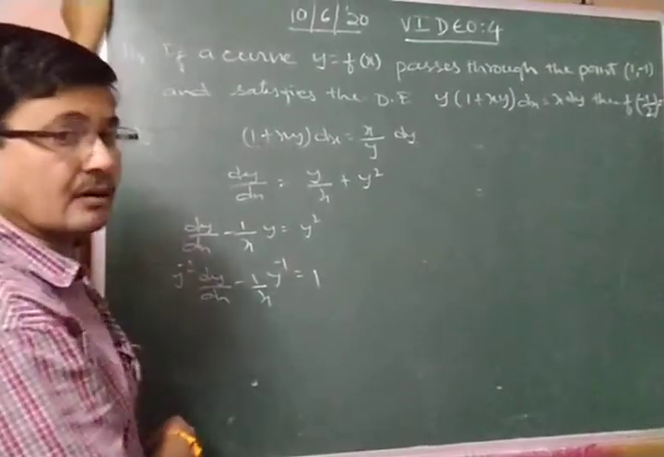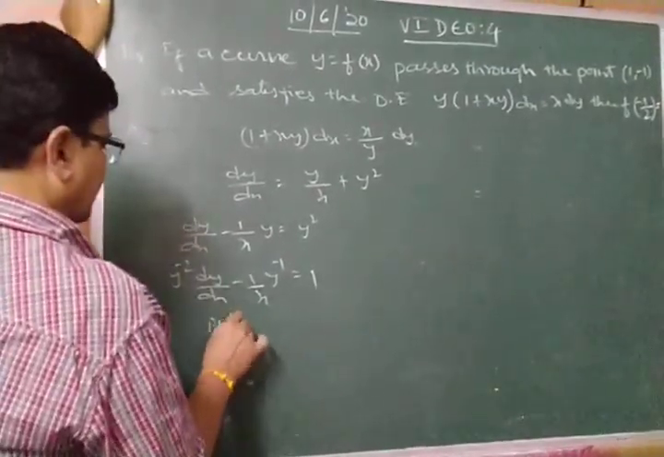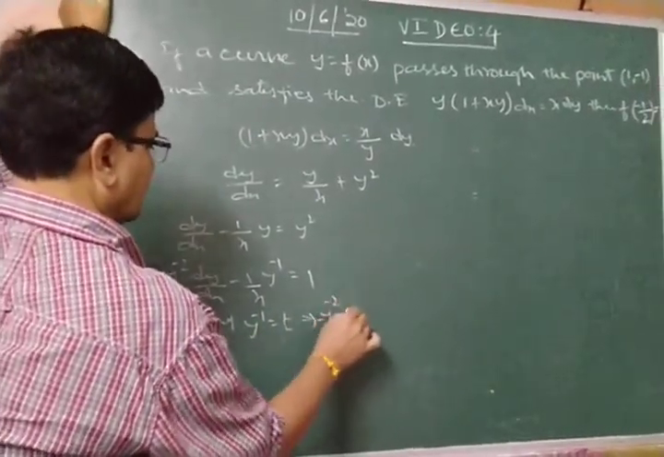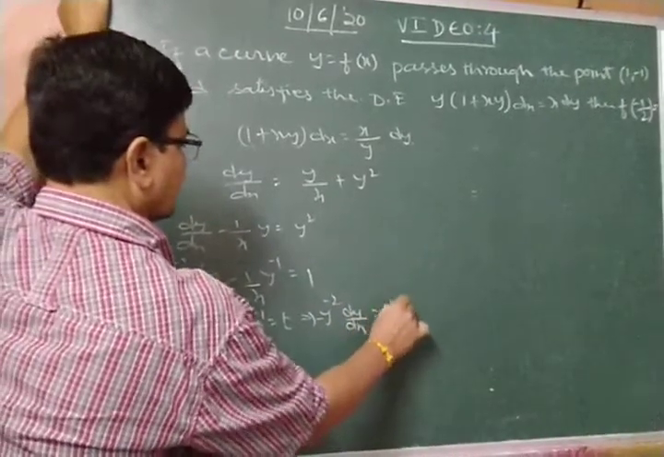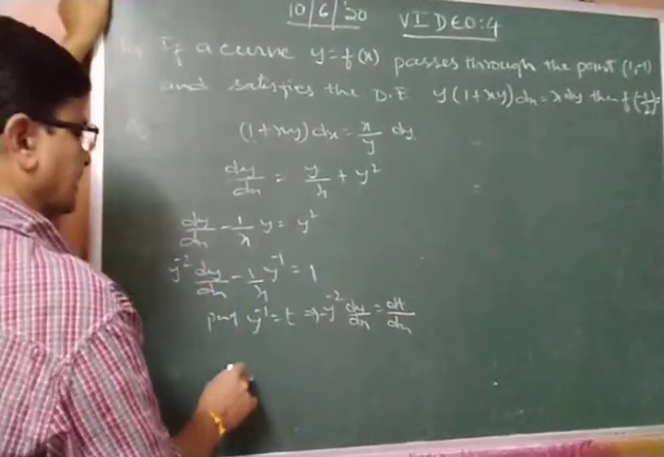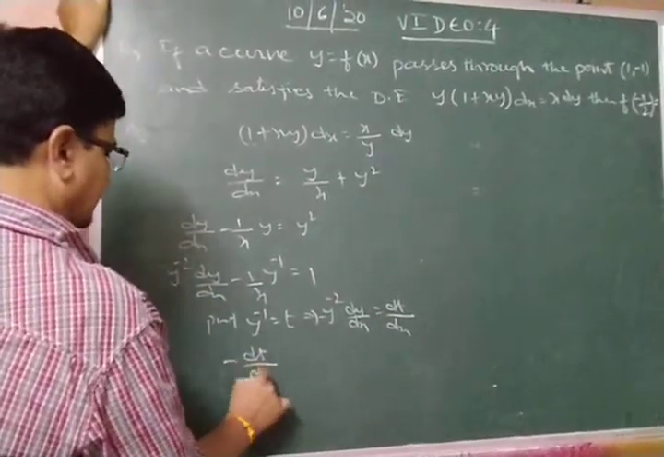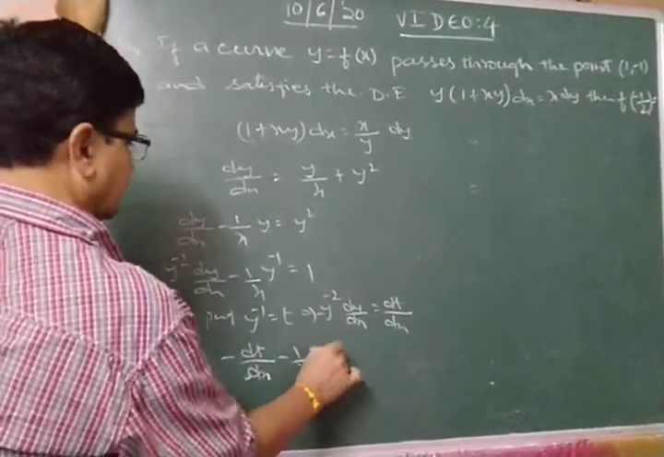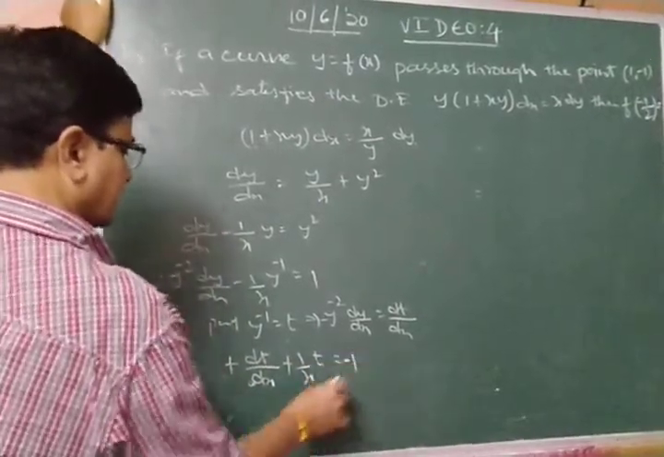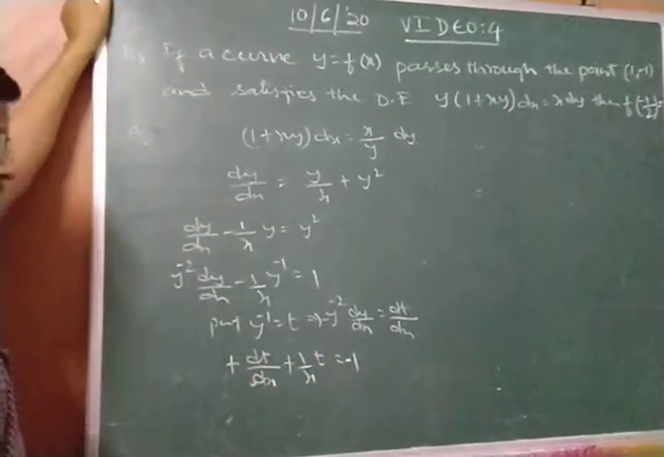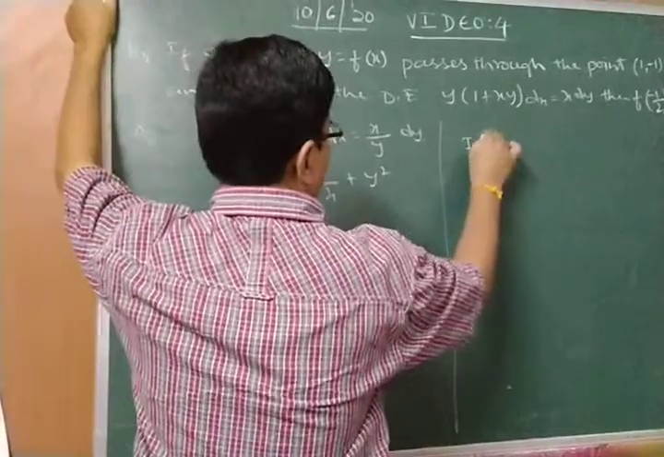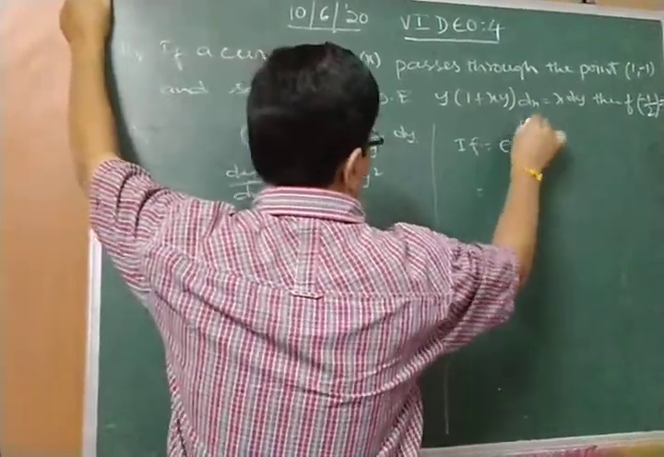Now this is Bernoulli's form. So put y^(-1) is equal to t. That implies -y^(-2) dy/dx is equal to dt/dx. So substituting, y^(-2) dy/dx is minus dt/dx, giving -dt/dx - (1/x)t is equal to 1. Multiplying with minus, we write it like this. Now this is the standard form of a first degree linear differential equation in x. So the integrating factor is e to the power of integral (1/x) dx, equal to x.